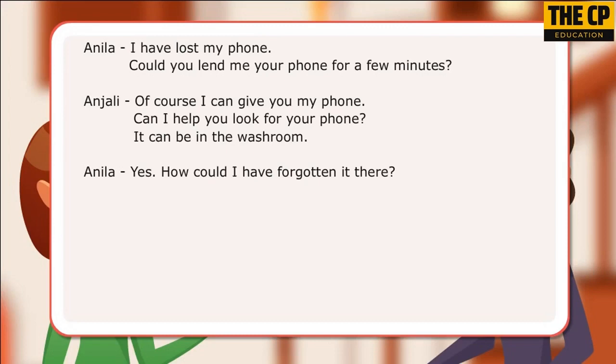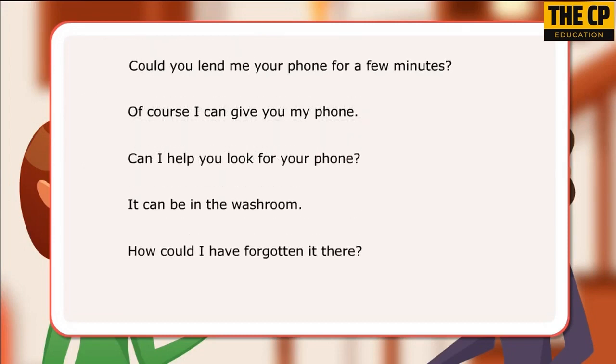Here are examples of sentences with can and could. Could you lend me your phone for a few minutes? Of course, I can give you my phone. Can I help you look for your phone? It can be in the washroom. How could I have forgotten it there?